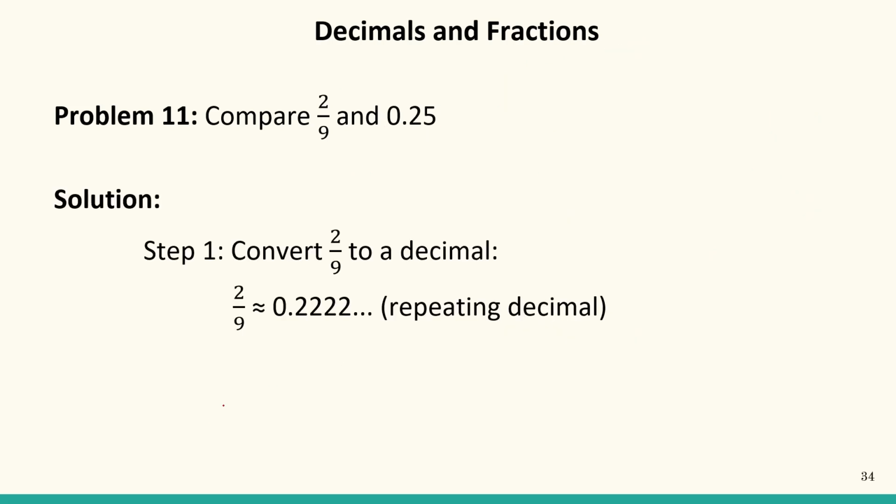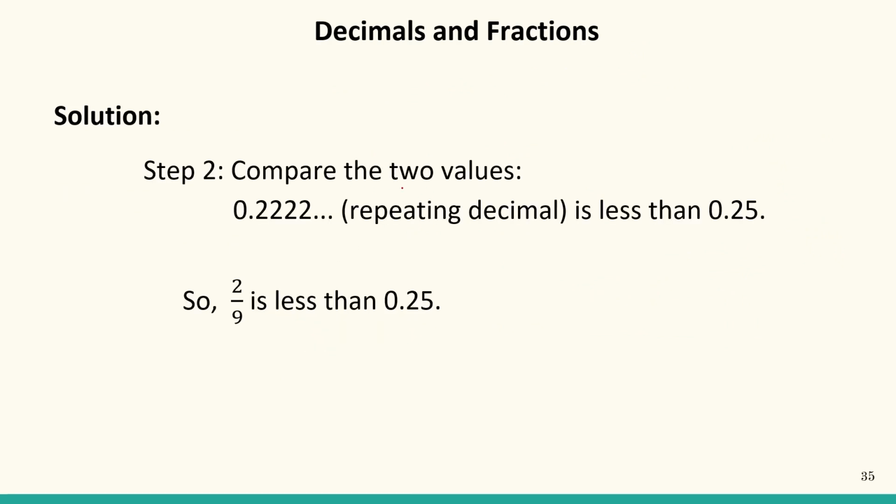So we found out the decimal, that is 0.2 bar, and we compared the two values, and what we found out was 2 by 9 is actually less than 0.25, or we can say that 0.25 is greater than 2 by 9. Answer.